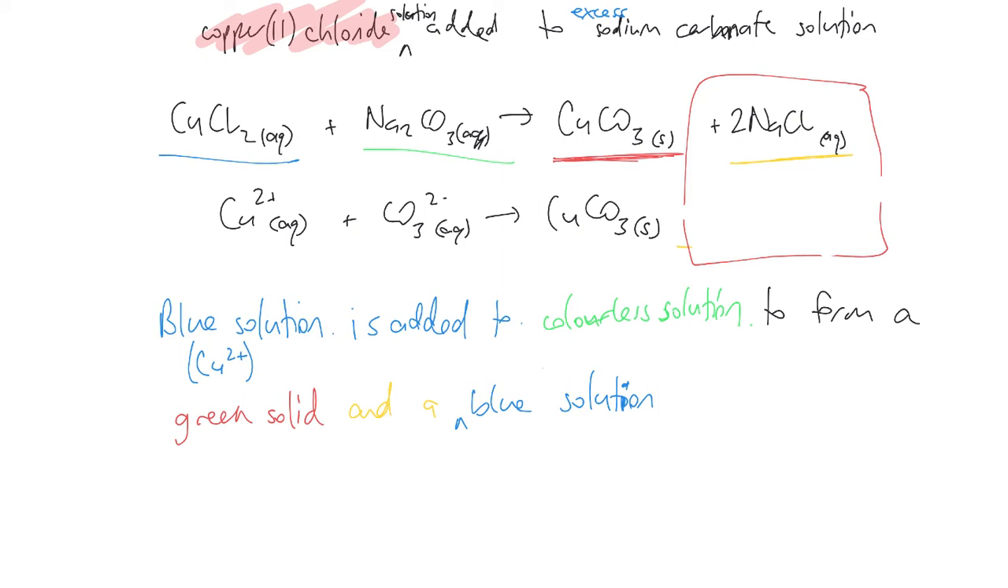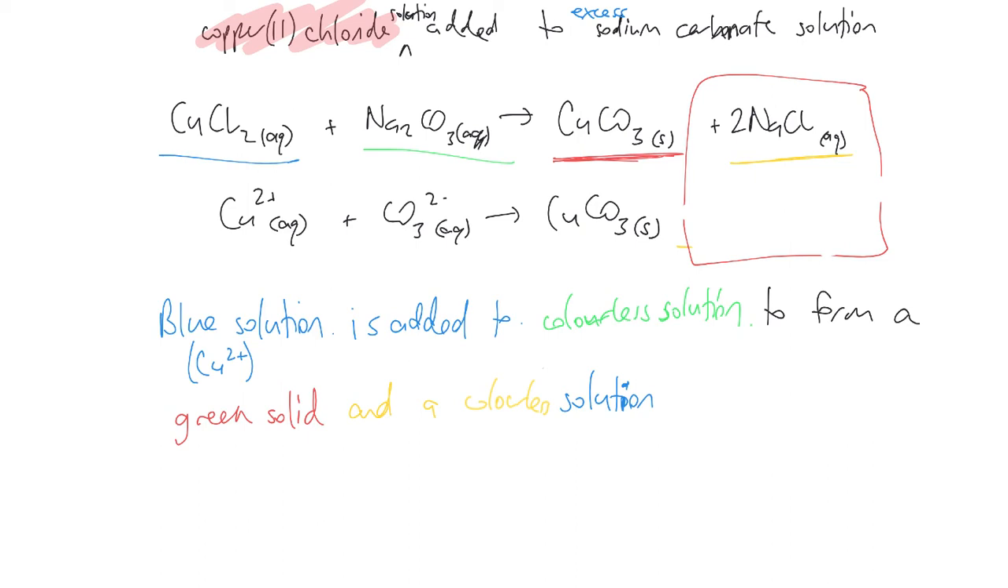And so, instead, it would be going back to a completely colorless solution again, if there was excess sodium carbonate. Happy with that idea? If there's excess sodium carbonate, there are no copper ions left in solution, and therefore it goes back to being a colorless solution like we wrote before. Okay? Happy with those ideas?